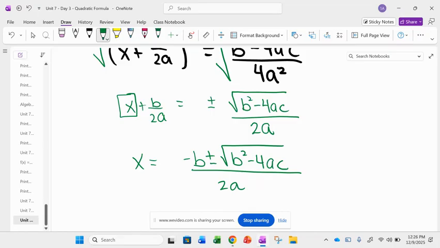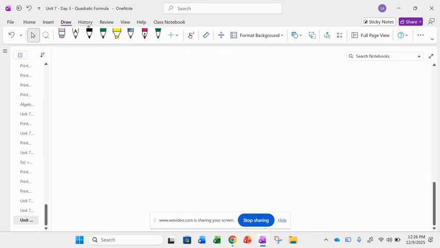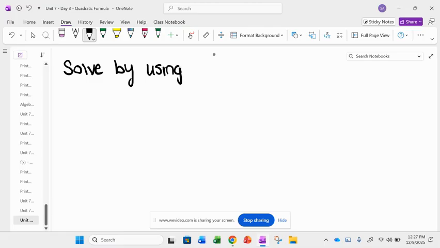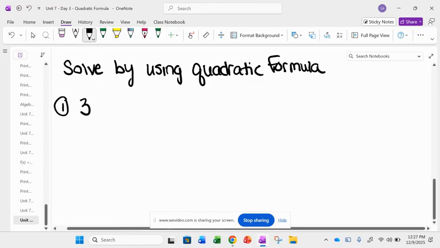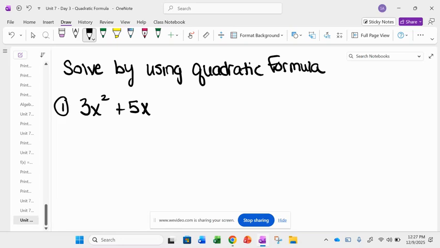Now let's see how we're going to apply it. You don't need to know where it comes from, but you do need to apply it correctly. So I want to solve by using the quadratic formula. So we'll start off simple. Let's say I have 3x squared plus 5x minus 4 equals 0.